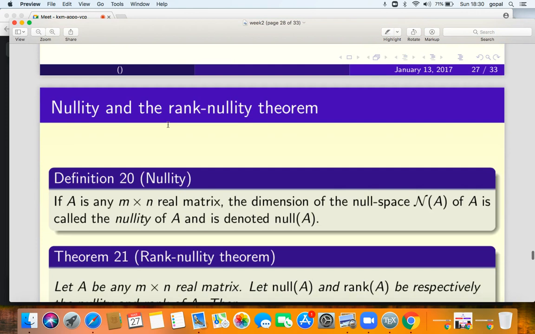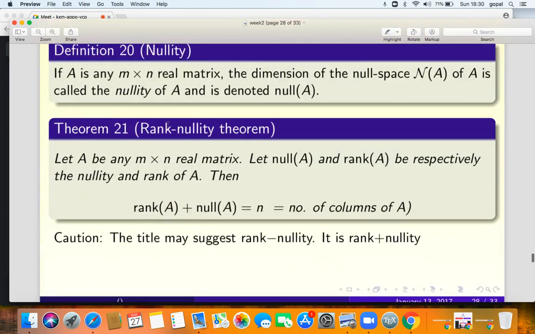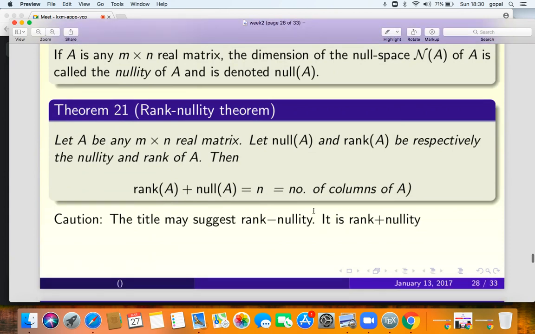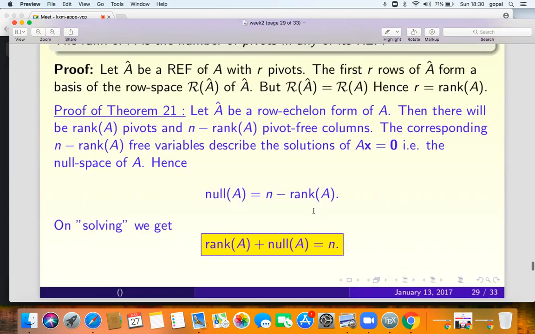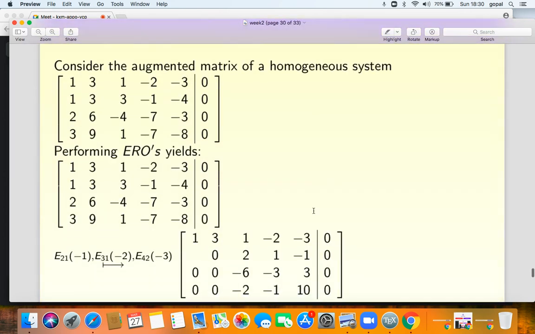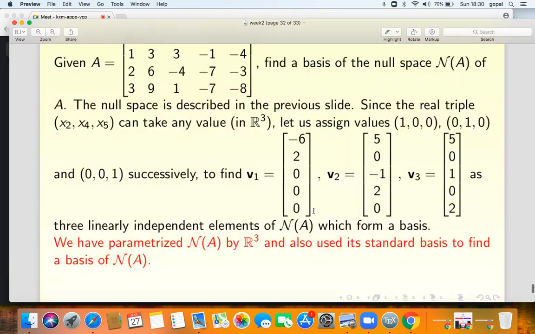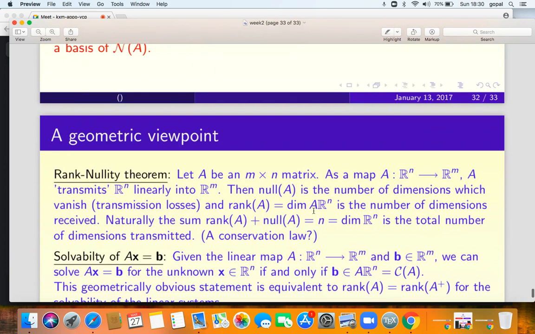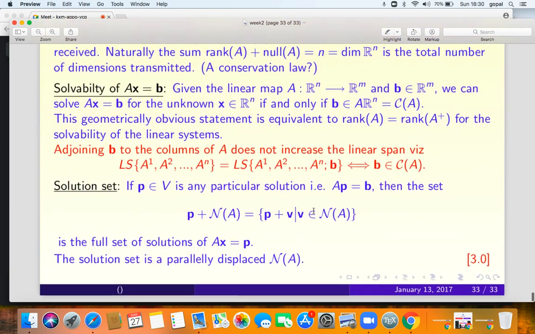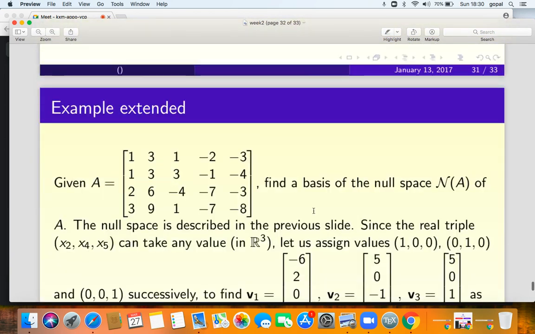And the rank nullity theorem. If you take an M cross N matrix, then the rank of A plus the nullity of A is the number of columns of A. So this is called the rank nullity theorem. And a proof of the rank nullity theorem has been given. The proof given here is essentially the proof that we have given, except that the formatting of the proof is slightly different.